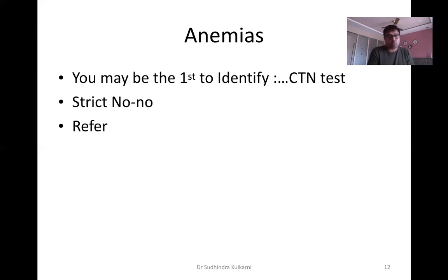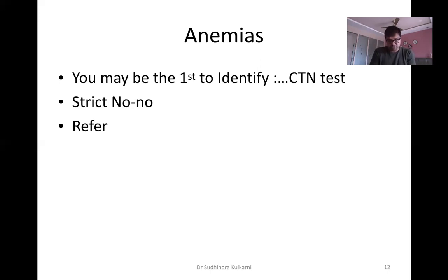So that's the reason why we as dentists were probably one of the first set of people who would identify anemia in our patients. So you do what we call a CTN test, check for conjunctiva, tongue, and then nail for pallor, and you are the ones who will diagnose this case. If that's the case, send them to a physician to get things done.